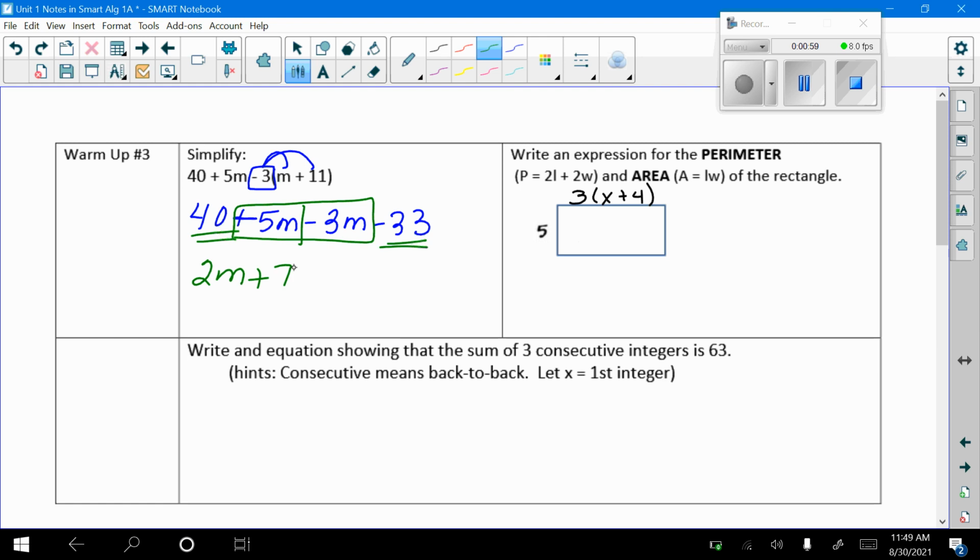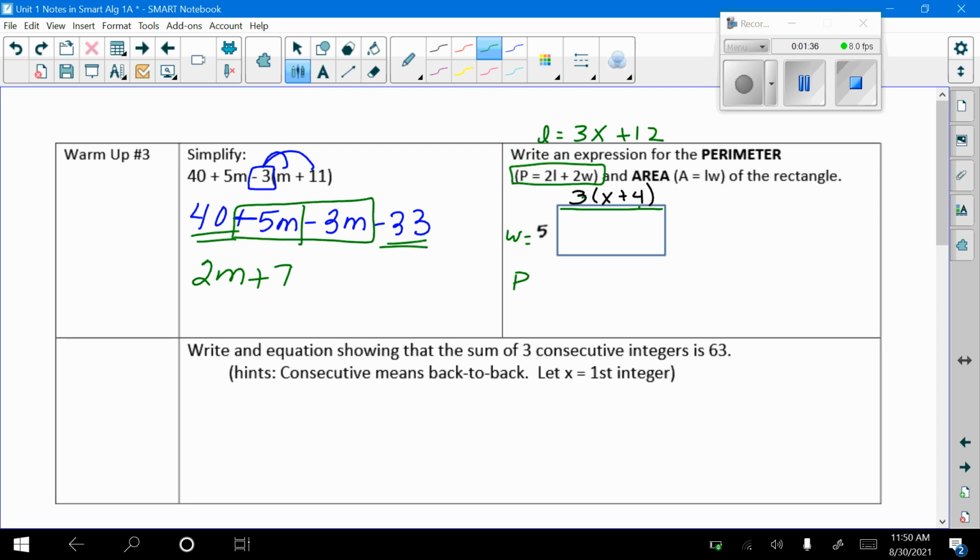And I'm done. The next one, write the expression for the perimeter, P equals 2L plus 2 widths, and the area is equal to length times width of the rectangle. Well, first thing I would do is find this length right here. And I would say 3 times x is 3x, and 3 times the 4 is plus 12. So I would say my length is equal to 3x plus 12, and my width is 5. Now, knowing that, I can substitute in those values and solve it for the perimeter.